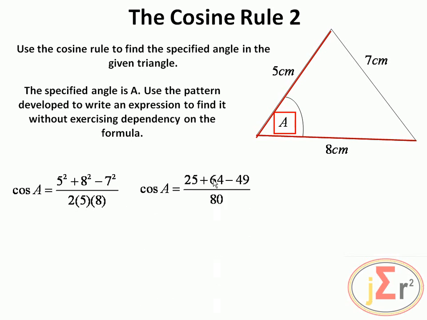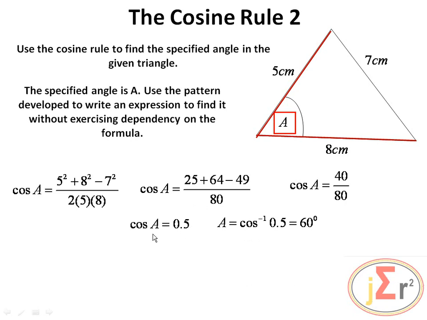Square, put the squares and we get those, and 2 times 5, 10 times 8 is 80. We have that. We put the squares here, and of course we are dividing by 80. And it turns out that we have 40 divided by 80, 0.5. And we have cosine of A is 0.5.